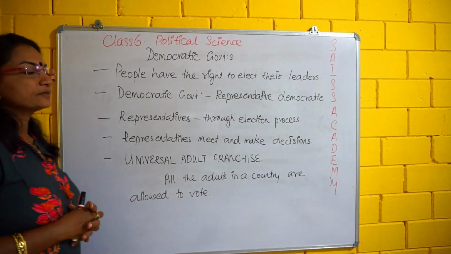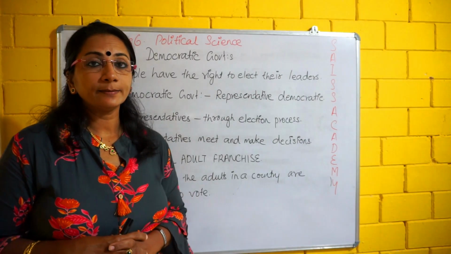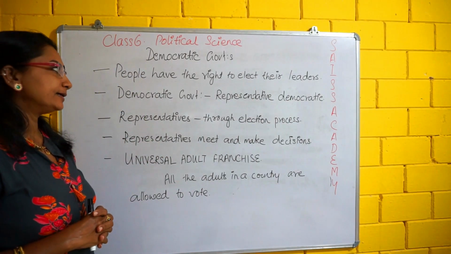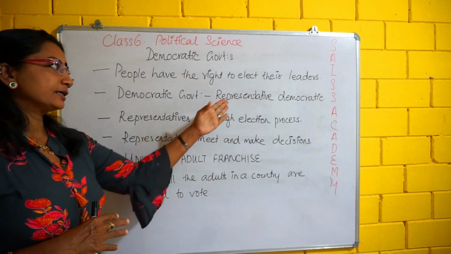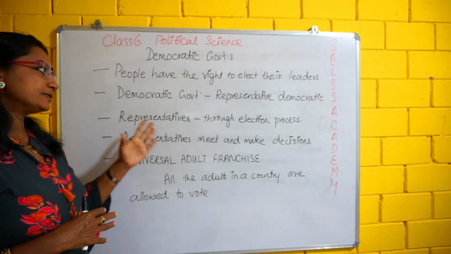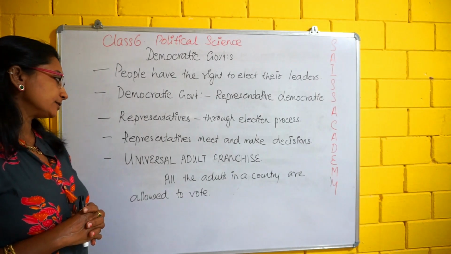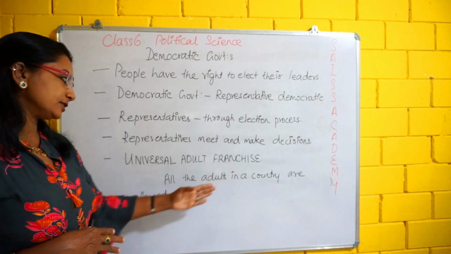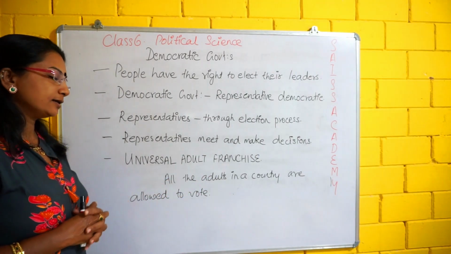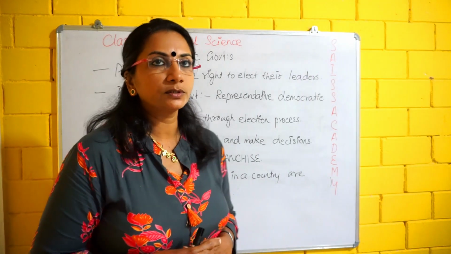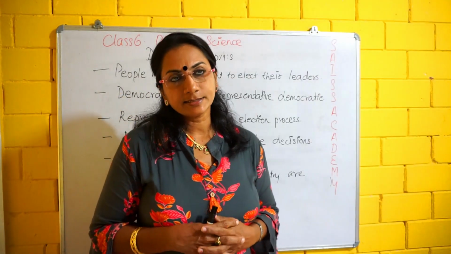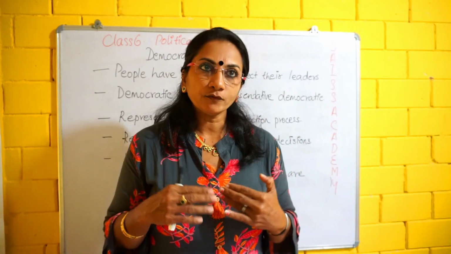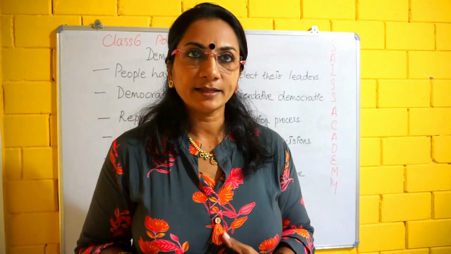Okay, next, democratic governments. People have the right to elect their leaders. In a representative democracy, representatives are chosen through an election process. Representatives meet and make decisions. Universal adult franchise: all the adults in a country are allowed to vote. Yes, we know that India is a democracy. It's the country of the people, for the people and by the people.